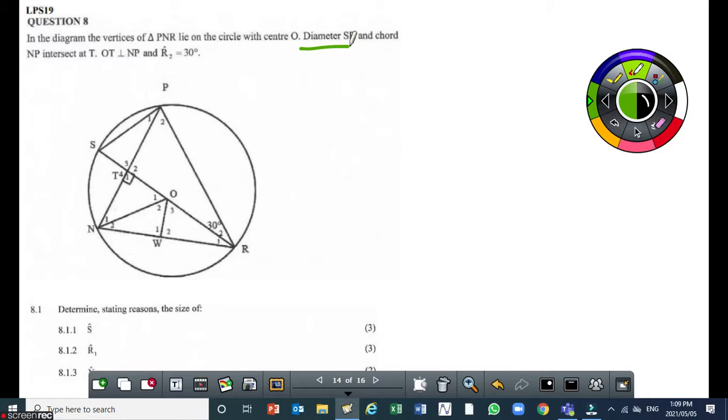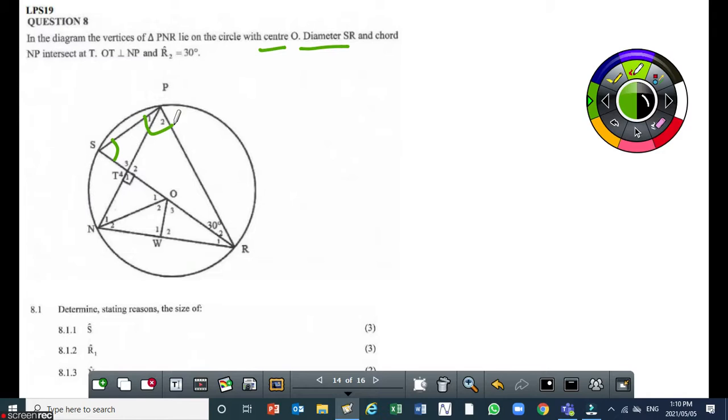We have got a center given there, right? So the first question says, determine stating reason the size of S, angle S is this angle there. Okay? Now finding angle S is very easy because SR is a diameter and angle P is subtended by the diameter. That's theorem 3. Okay? So it will be angle in a semicircle. So, but before you find S, you need to know that this angle is 90 degrees.